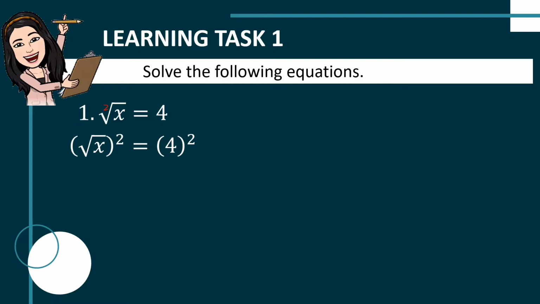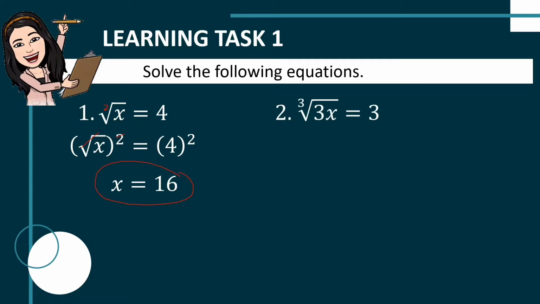And then simplify. What is the square of the square root of x? Yes, we have x. And what is the square of 4? We have positive 16. So therefore, the value of x is equal to 16. Okay? I leave the checking to you, okay? Next, number 2.